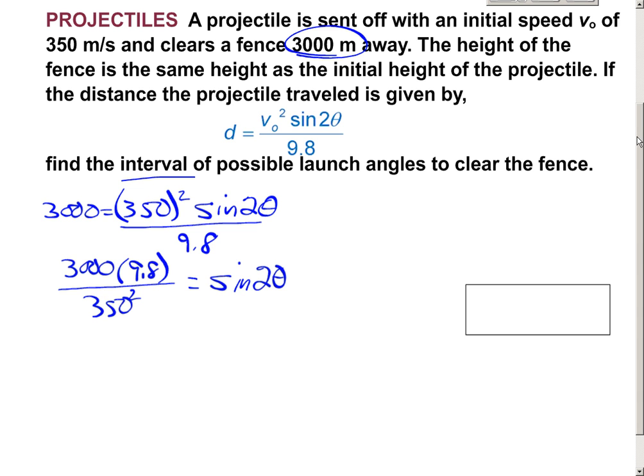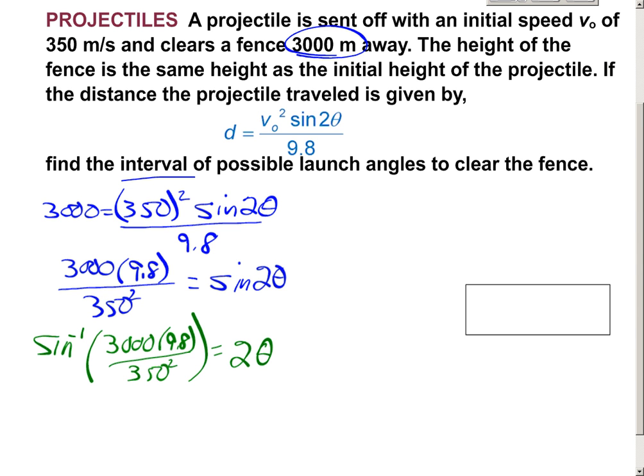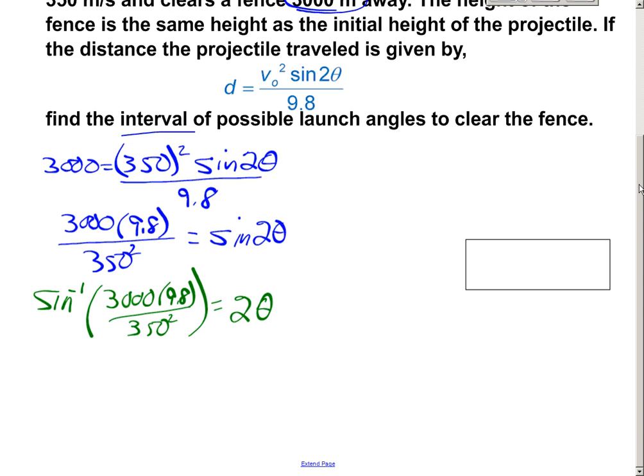Okay, so taking the inverse sine of each side, we have the inverse sine of 3,000 times 9.8 over 350 squared equals 2 theta. Now this is where the little trick comes in, because typically you would think, oh well, we just divide each side by 2 to get theta, but that's not the case here.